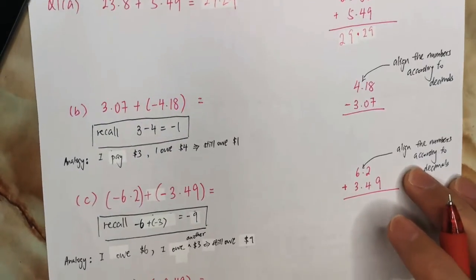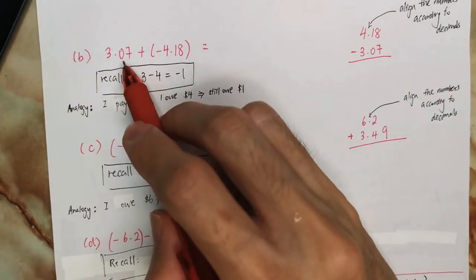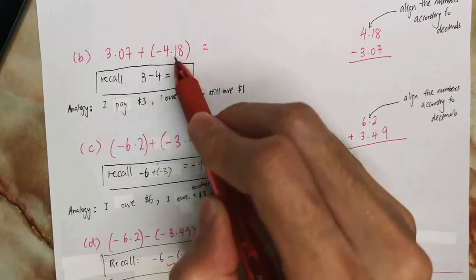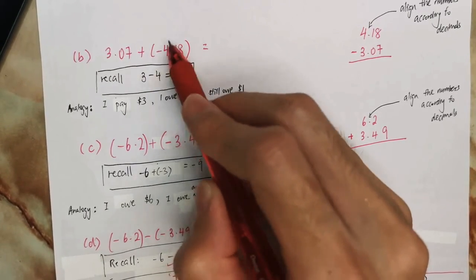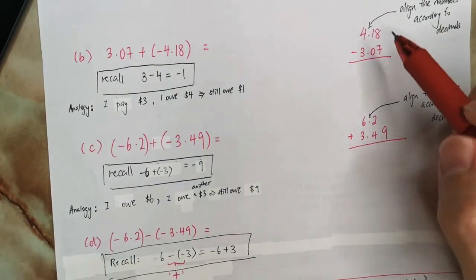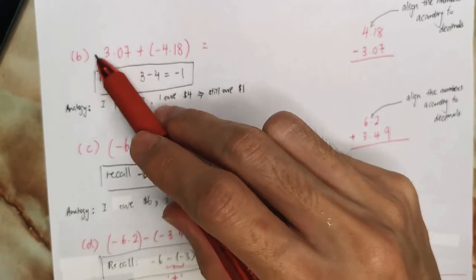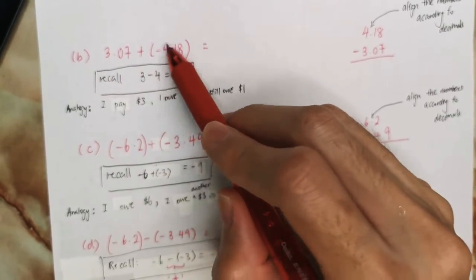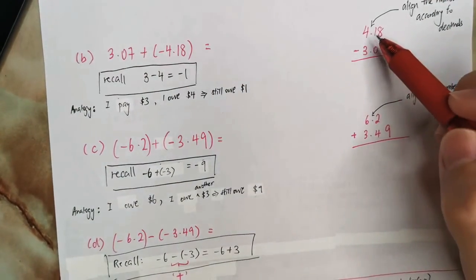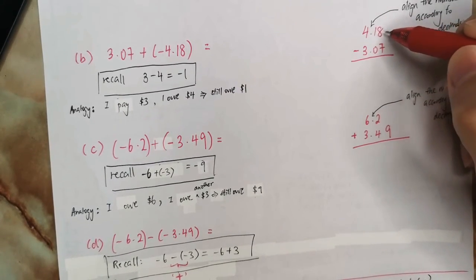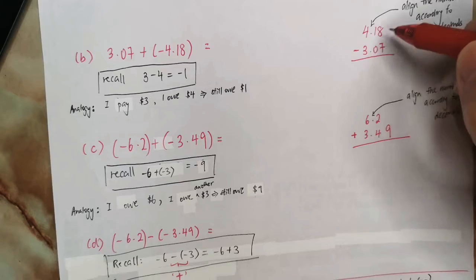So our answer for this case will be 29.29. Let's look at the next one: 3.07 plus negative 4.18. How do we deal with this negative decimal? Don't worry, it's still the same thing. Whenever we add a positive number with a negative number, we treat it as just subtracting them. So in this case, 4.18, we align the decimal places accordingly.